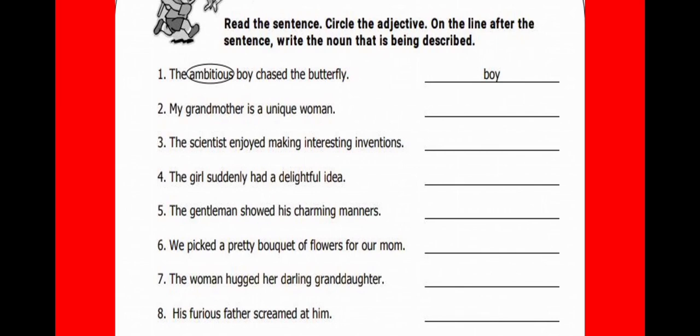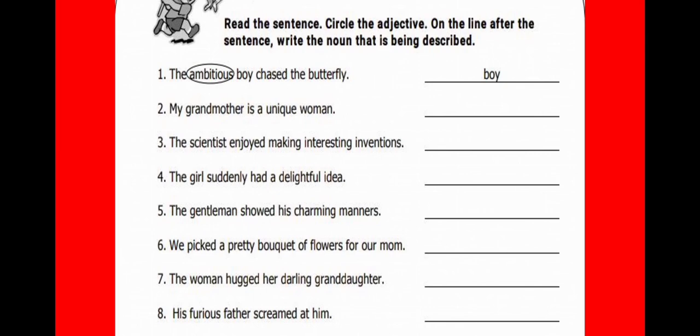described. Let's see the sixth one. We picked a pretty bouquet of flowers for our mom. What kind of bouquet is it? Pretty. So the word pretty is an adjective and bouquet is a noun which is being described in this sentence. Let's see the seventh one. The woman hugged her darling granddaughter. So woman and granddaughter are nouns over here. But the word darling is describing the word granddaughter. So darling is an adjective and granddaughter is a noun which is being described in this sentence.